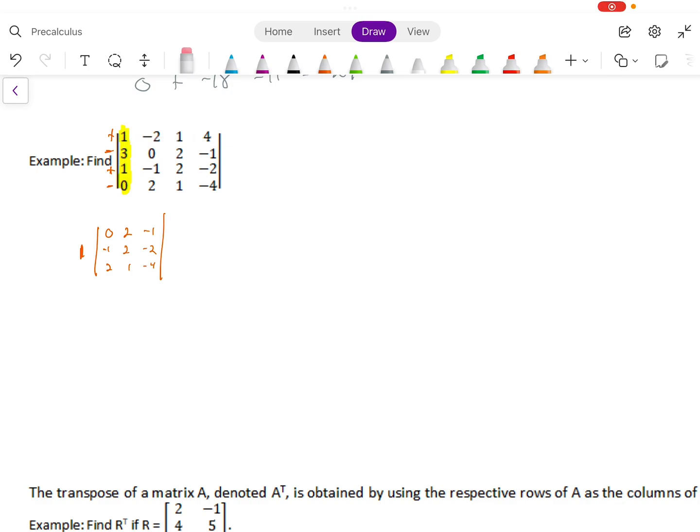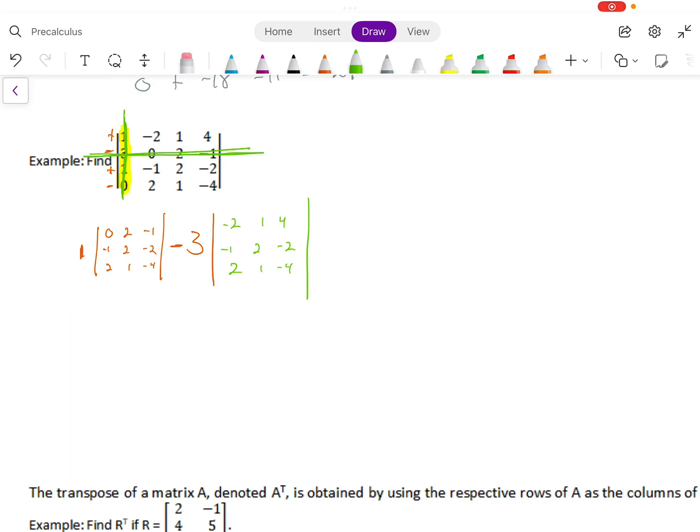Now what we're going to do is take that 3, and it's -3. And so we do -3 times its cofactor, which we're going to cross out the row and column that it's in. And we're left with -2, 1, 4, -1, 2, -2, 2, 1, -4.